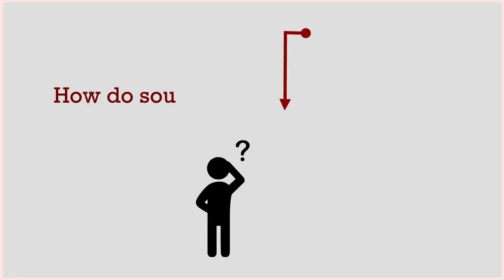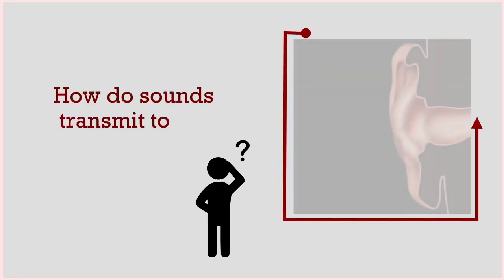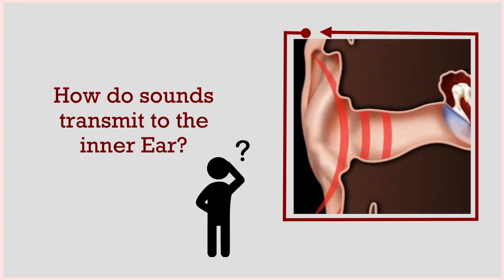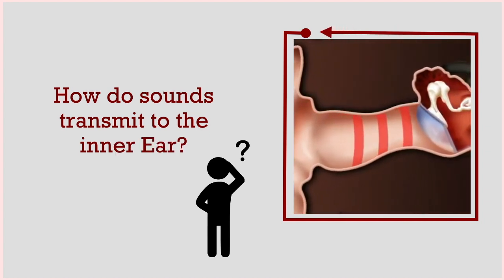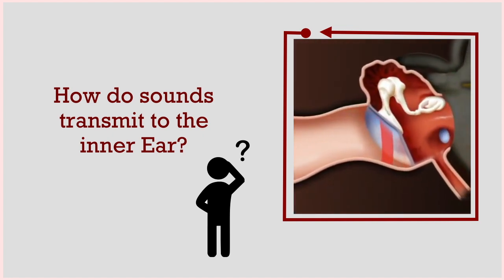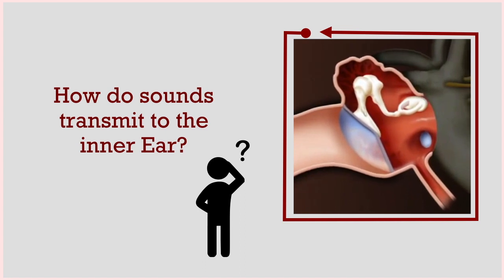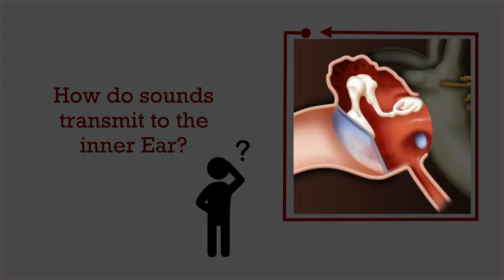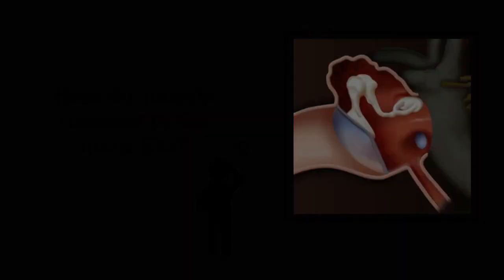How do sounds transmit to the inner ear? As sound waves enter the ear, they travel through the outer ear and the external auditory canal, and then strike the eardrum, causing it to vibrate. The central part of the eardrum is connected to a small bone of the middle ear called the malleus. As the malleus vibrates, it transmits the sound vibrations to the other 2 small bones, or ossicles, of the middle ear, the incus and the stapes.